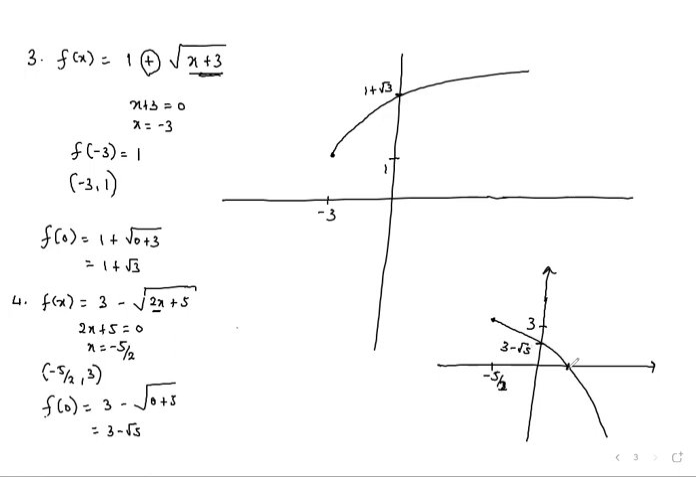To find the x-intercept, you always equate f to 0. So we have 3 minus the root of 2x plus 5 equal to 0. So that's like a radical equation. We take the root to the other side. Then square, so we have 9 is equal to 2x plus 5. This is 2x is equal to 4. Divide by 2, so x is equal to 2. So you have your graph.